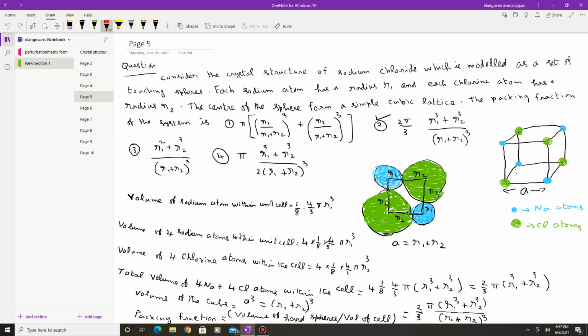Consider the crystal structure of sodium chloride, which is modeled as a set of touching spheres. Each sodium atom has a radius R1 and each chlorine atom has a radius R2. The centers of the spheres form a simple cubic lattice. The packing fraction of the system is, so there are 4 options given.